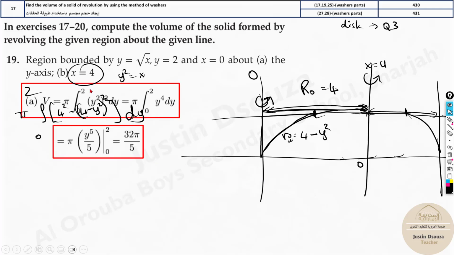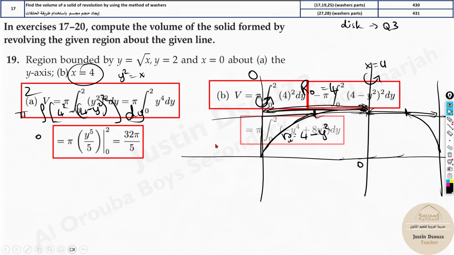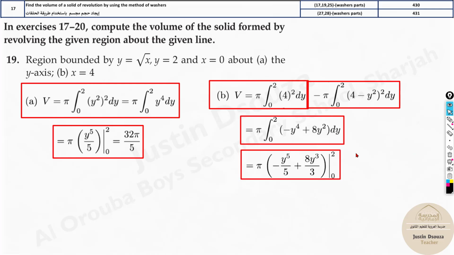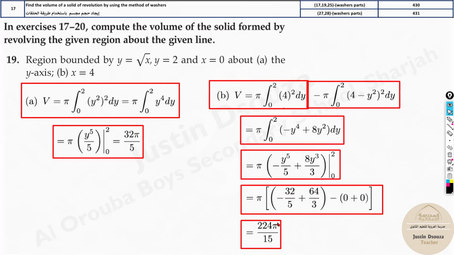Let's check the answer. See, the first one I did not do. Why? Because along the y-axis it will be a disk problem. We will see in question 3. But here, yes, that's the answer, 224 pi by 15.